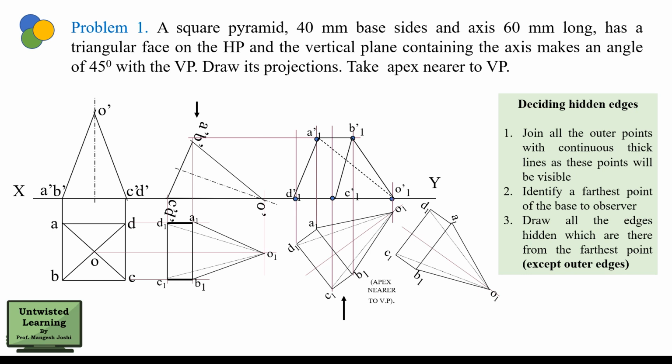Suppose instead of apex nearer to VP, apex away from the VP is used, or base nearer to VP is used. So in that case your top view will be redrawn like this, and then you will have to transfer all the points. Okay, this is just a variation. So I hope you have understood this problem clearly.